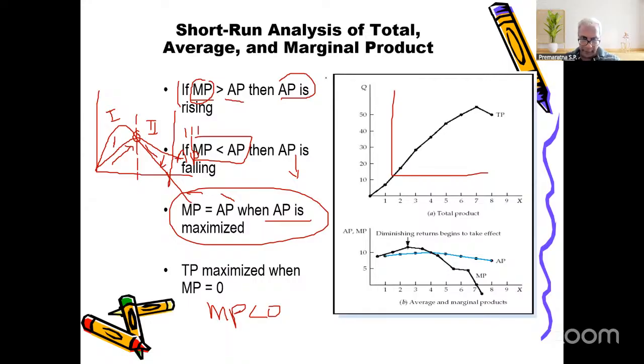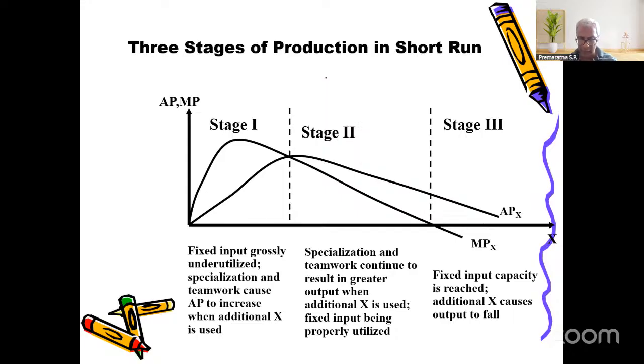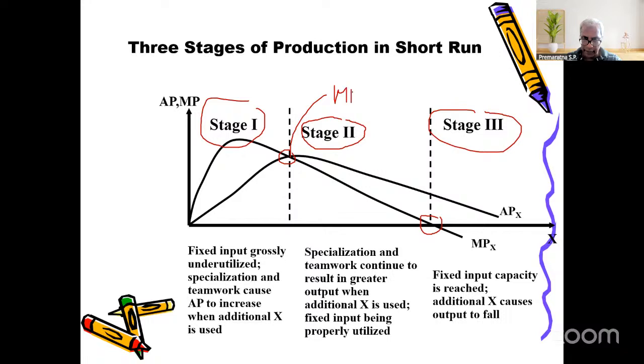Now, quickly, I show those stages here. These are the 3 stages I show you, but I will come back to this later on. Stage 1, stage 2, stage 3. Now you can see the stage 1 boundary, and the stage 2 and 3 boundary. So here at the boundary, the marginal product equals average product. Here at the boundary, the marginal product equals 0.